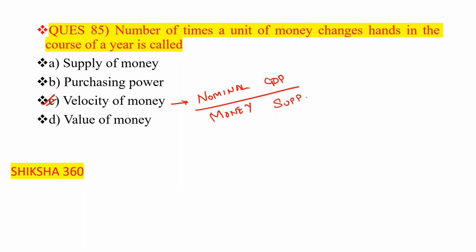Please go through part one. I have already provided you one case study completely on the velocity of money. Please go through that also, so that you are able to remember all these points.